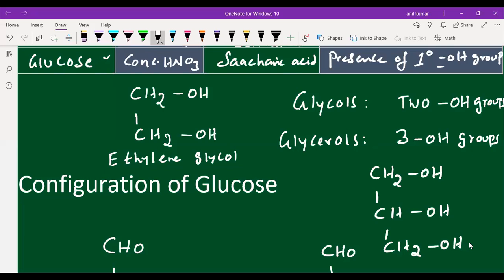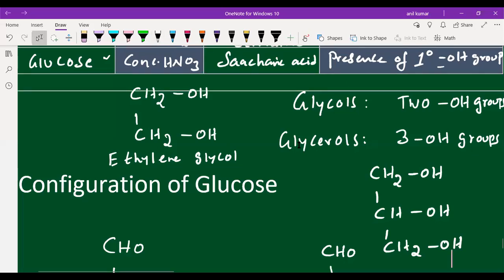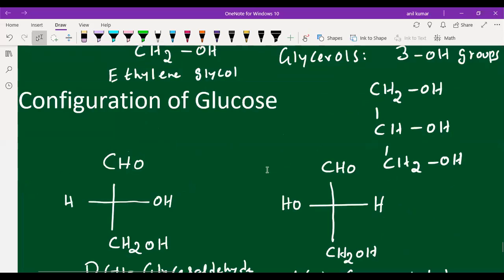Now let us see this one, students. What is meant by glyceraldehyde? Glyceraldehyde is a derivative of glycerol. How can you say glyceraldehyde is derived from glycerol? See, you can see here. This is glycerol.